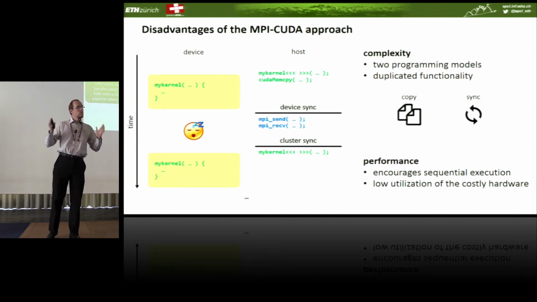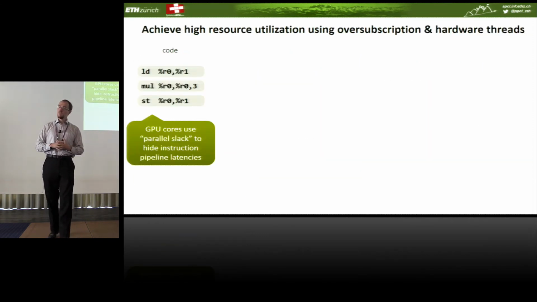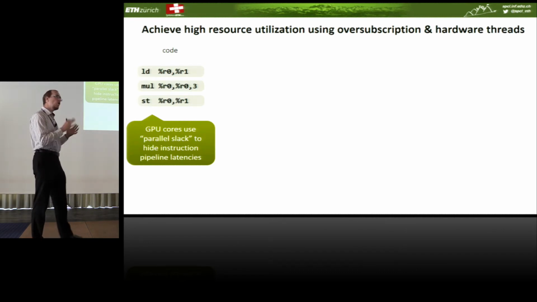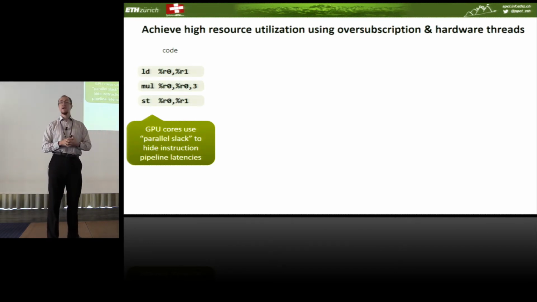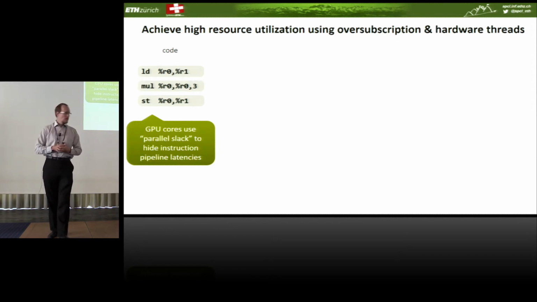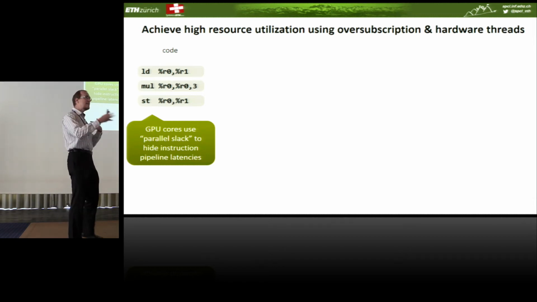And in fact, you will launch 1,000 threads on your favorite GPU, but there will only be a very small subset of these threads active at any time. And it's using the parallel slack, a term introduced by Mark Snir a very long time ago, to hide the latencies.